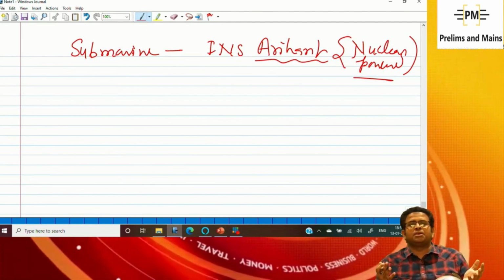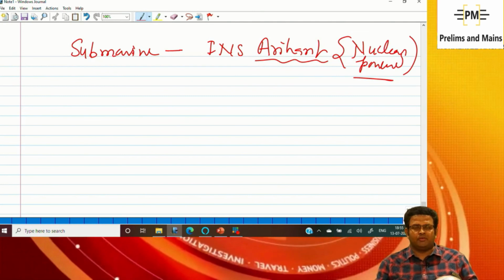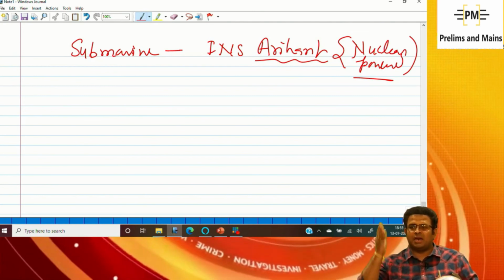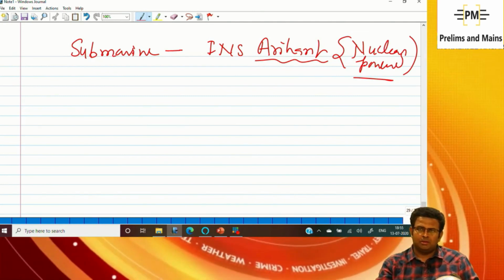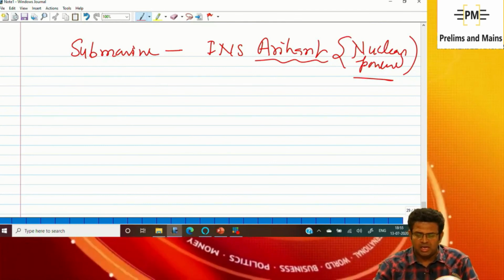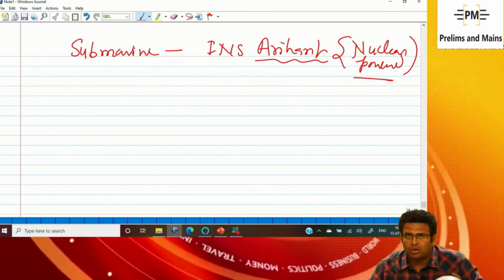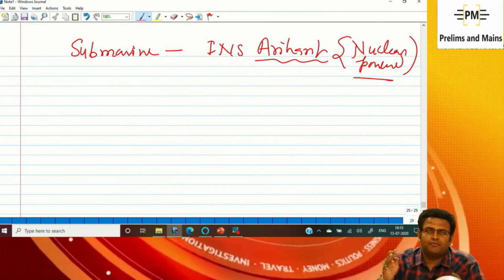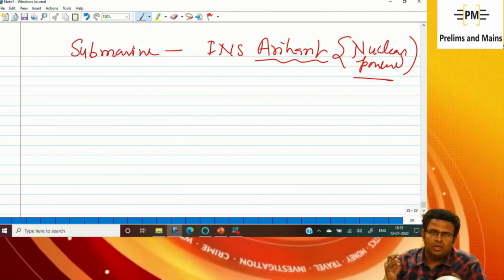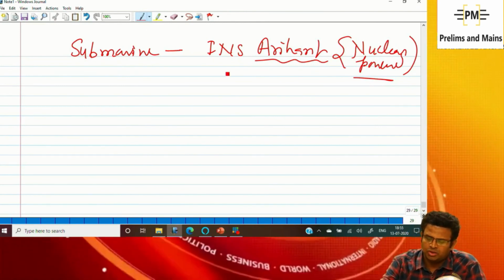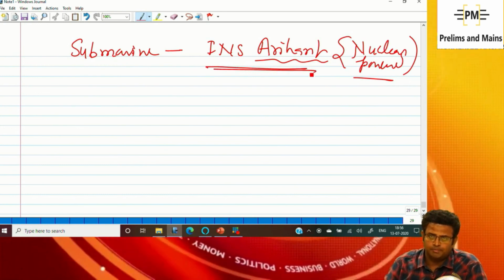So what is the meaning of submarine? A submarine remains below the water. If it comes up, it will be detected by others and it will be destroyed. So the submarine INS Arihant is nuclear powered, and K15 and K4 we are launching from the INS Arihant.